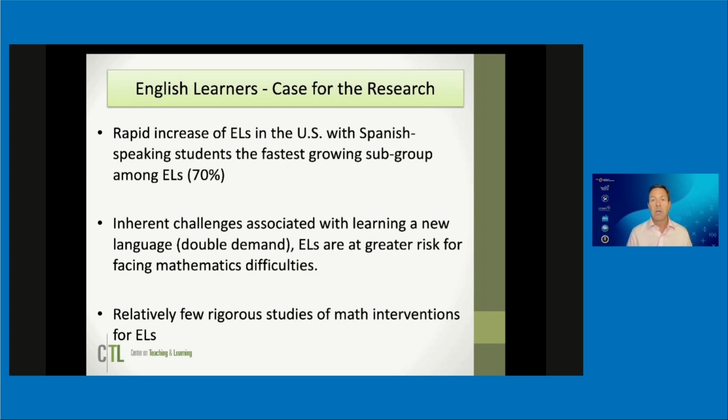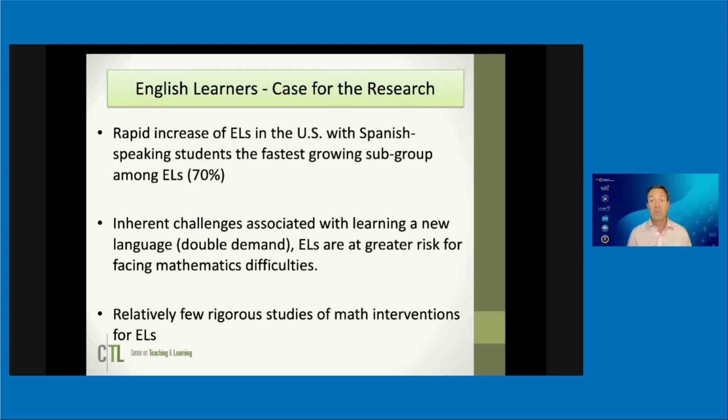We know that there are inherent challenges for these students because they face the double demands of not only learning a new language, but also learning the content that they're typically expected to be learning in schools. And so in the case of early mathematics, there are still demands on learning whole number systems, learning rational number systems at the same time that they're also learning the English language.